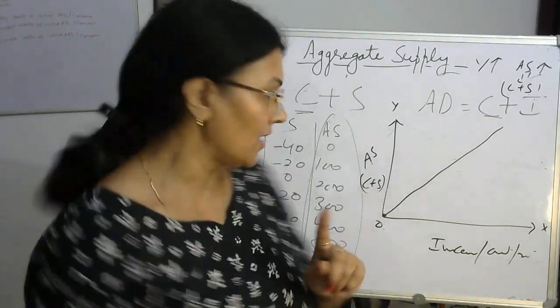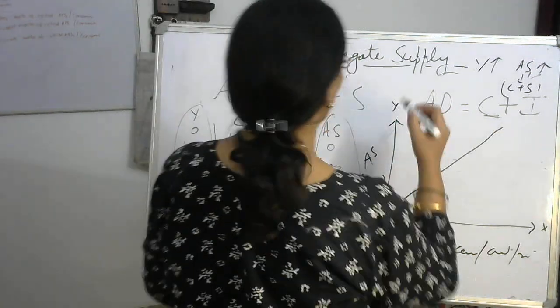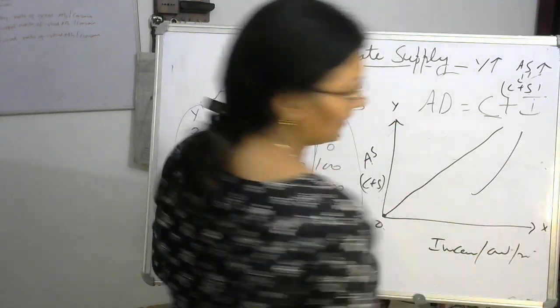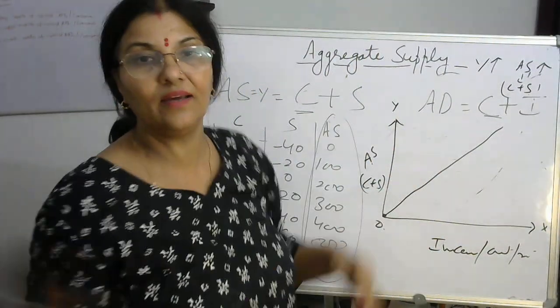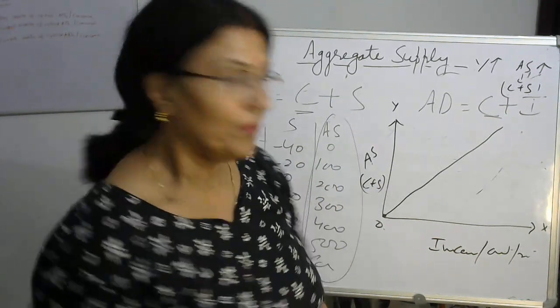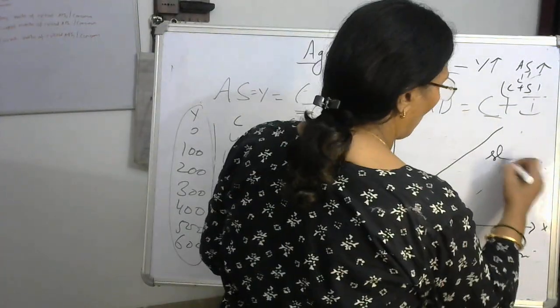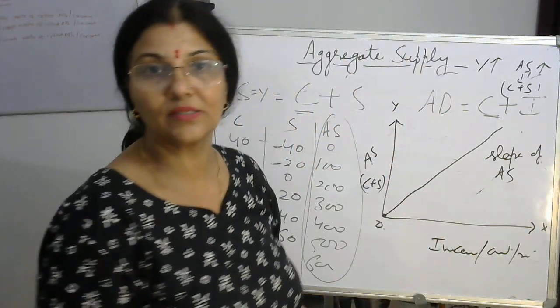Third feature of this curve: it's a straight line. Can you see the straight line? I have not drawn the curve like this. I have drawn the curve as a straight line, a linear curve. Why is it a linear curve? Because the slope of AS is what?